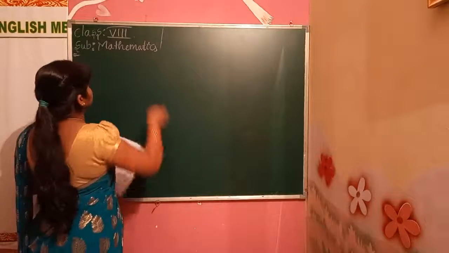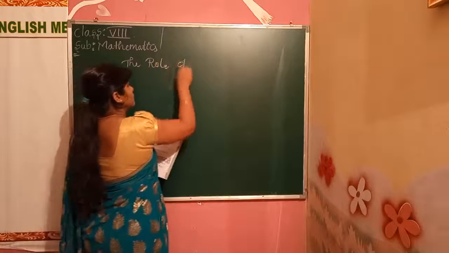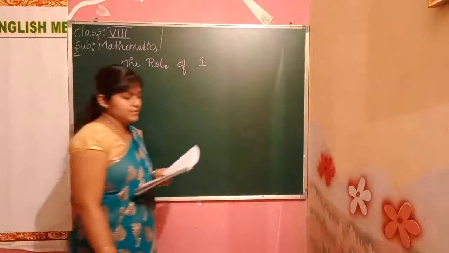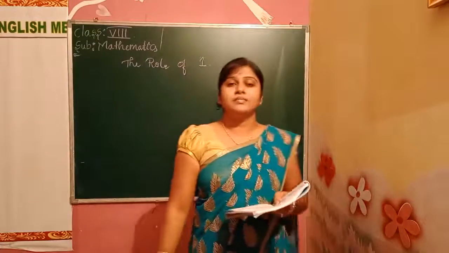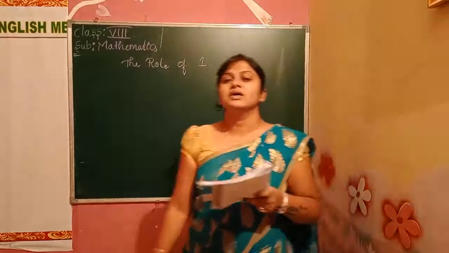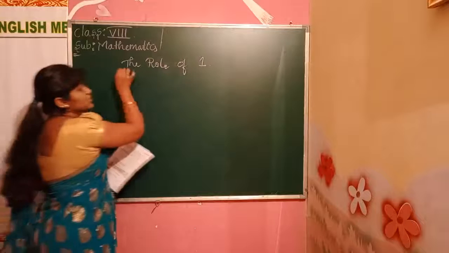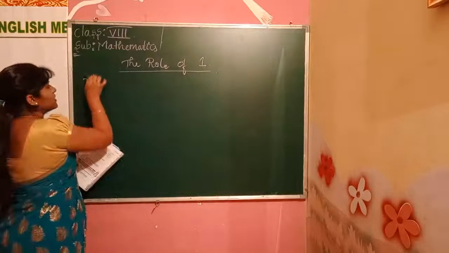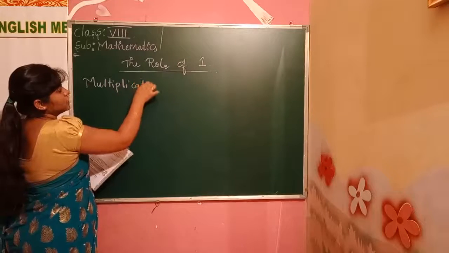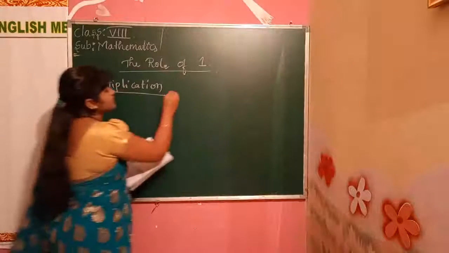The role of 1. In the role of 1, when we multiply 1 with any number, we get that number itself. When we multiply any number with 1, we get that number itself. So in the role of 1, which operation do we use? Multiplication. In the role of 0, we use addition. In this, we use multiplication.